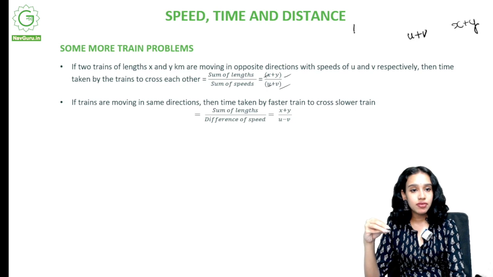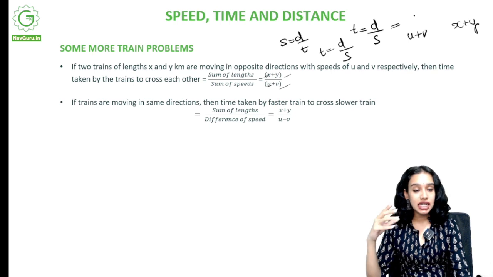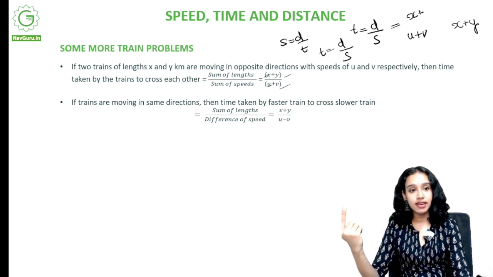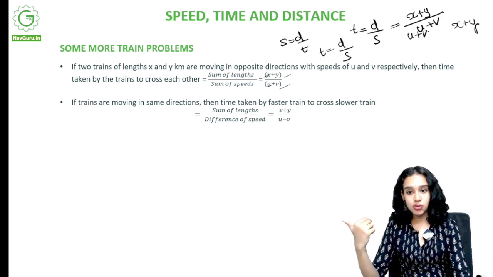So, what is time? As we mentioned earlier, we know that speed is equal to distance by time, and time is equal to distance by speed. So, time is equal to distance by speed. Now, what is the total distance? It is moving in the opposite direction. So, we have x plus y divided by the speed. As it is in the opposite direction, we use u plus v.